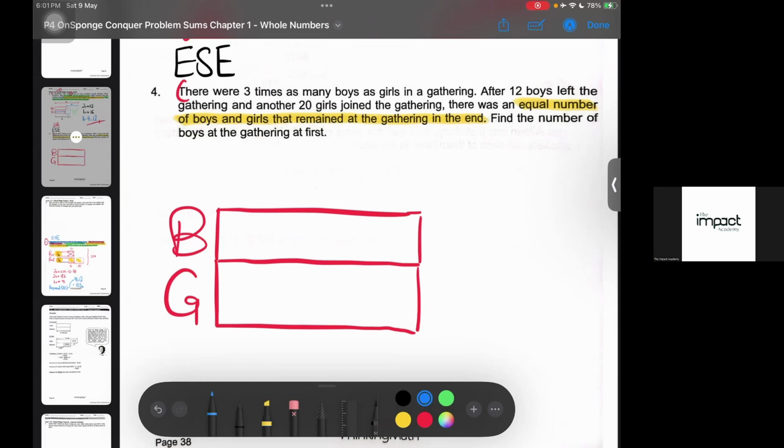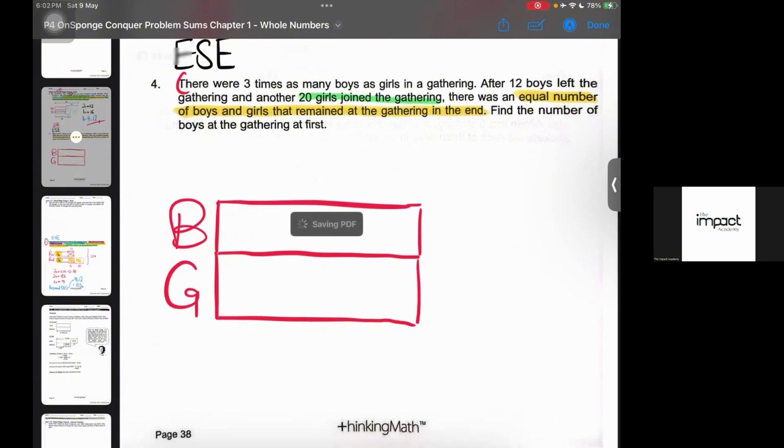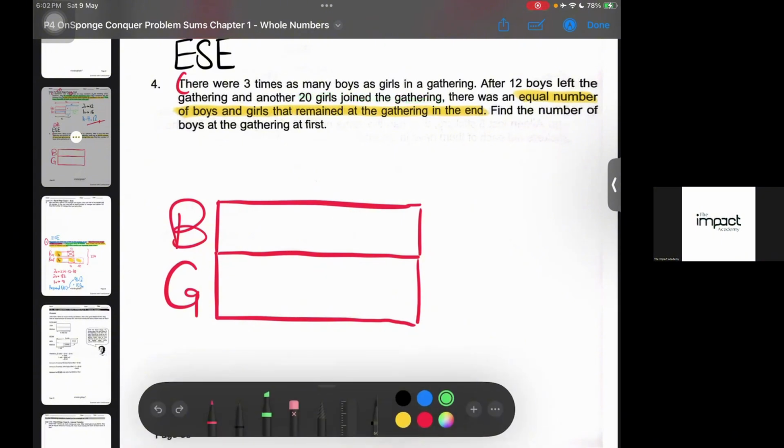Now, when you use your apple color to draw this, you realize that the question says what? 20 girls, another 20 girls join the what? Gathering. If I say another 20 girls join the gathering, what am I going to do? I'm going to do the opposite. Joining, I know is plus, but because I'm working backwards, I'm doing the opposite. I will have to minus. Do you understand or don't understand? All right, because I am doing the opposite.